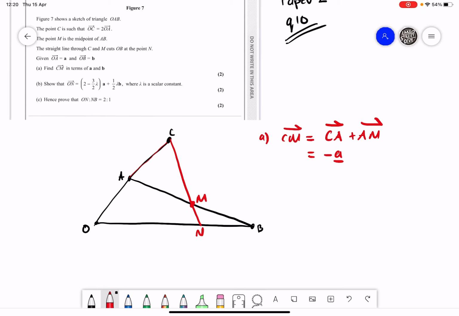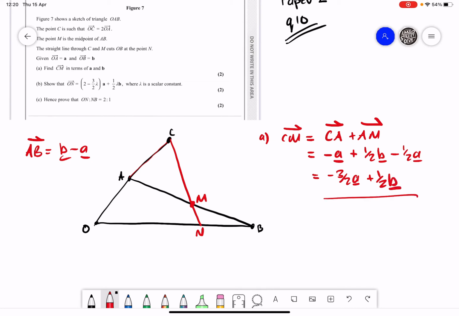Then we need to do AM. AM is half of AB. Quickly calculate AB. Vector AB is B minus A. Straightforward. So this is plus a half of B minus a half of A. Collecting that together gets me minus 3 over 2 A plus a half B. First part done, 2 marks.